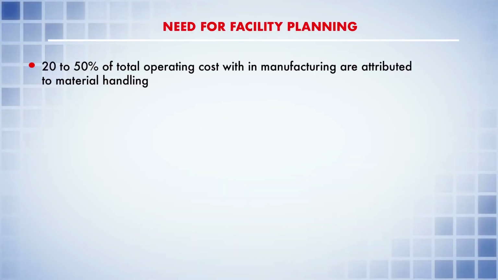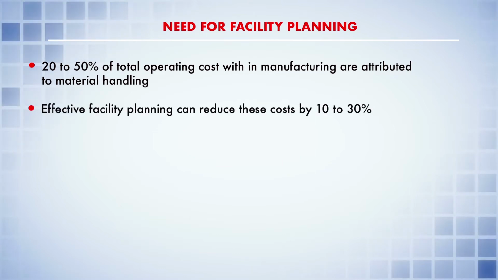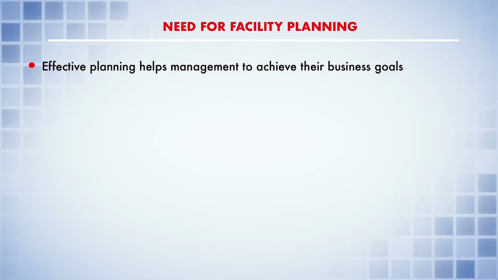Now, why do we need facility planning? 20 to 50% of total operating cost within manufacturing is attributed to material handling. If we do appropriate or effective facility planning, we can save the overall cost by 10 to 30%. Effective planning helps management to achieve their business goal.